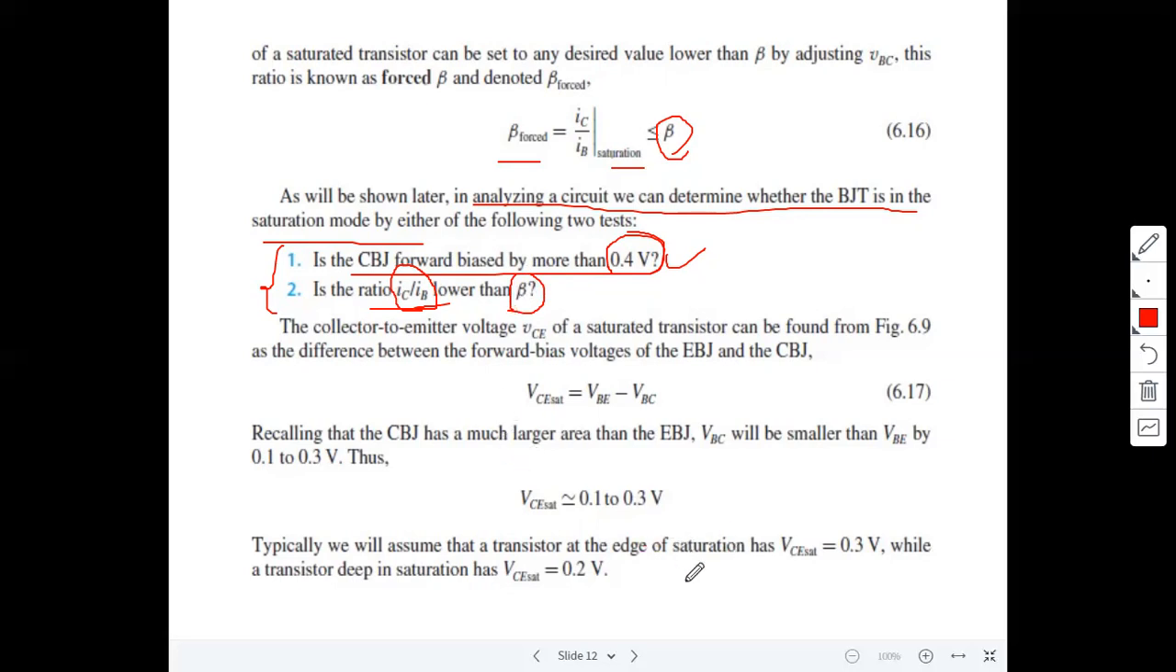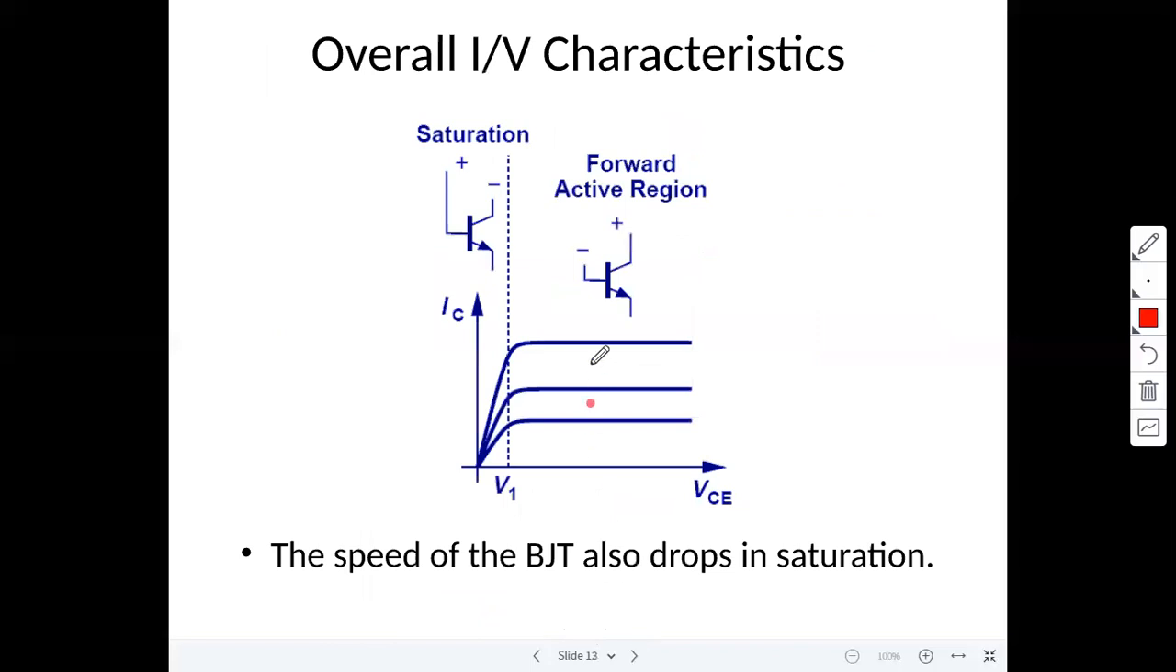And there is one more transistor region, deep saturation, when VCE is less than 0.2 volts. Okay, there is one more condition. Deep saturation region, if VCE is equal to or less than 0.2 volts. Now, the overall transistor characteristics here.